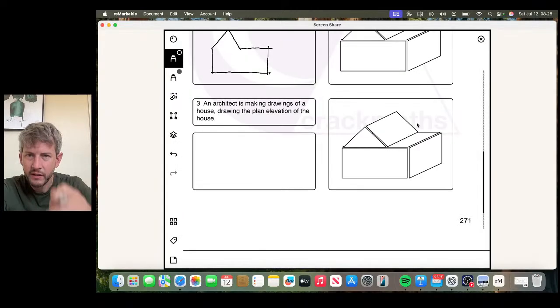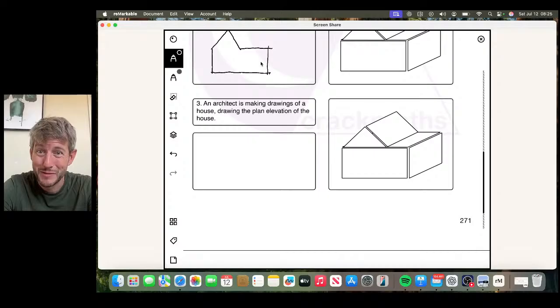Question 3. I hope my mark scheme agrees with that. That was a bold claim there. Right. An architect is making drawings of a house.